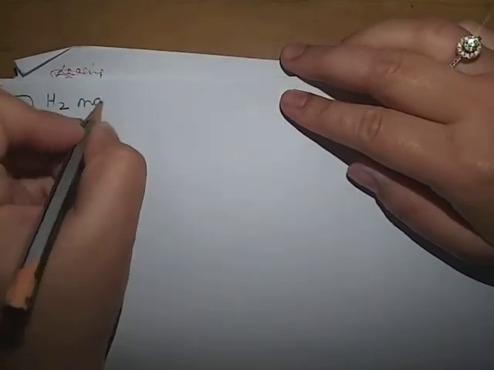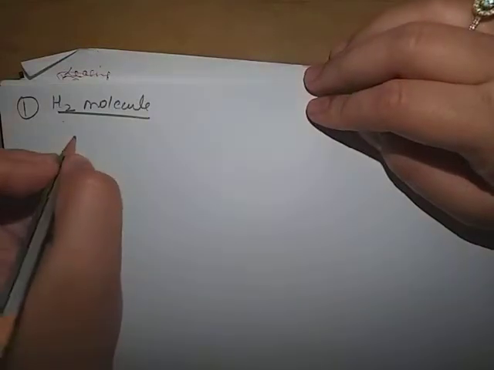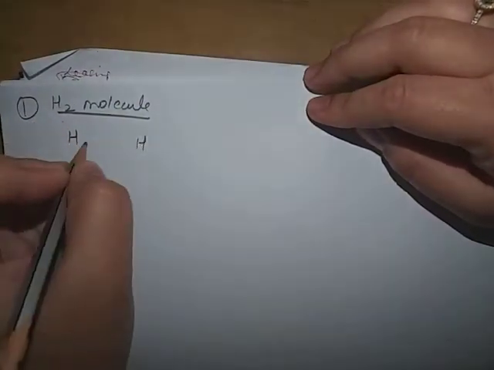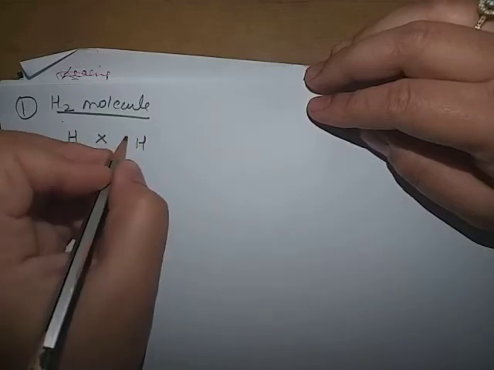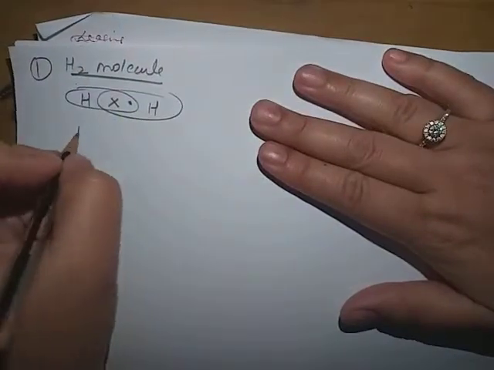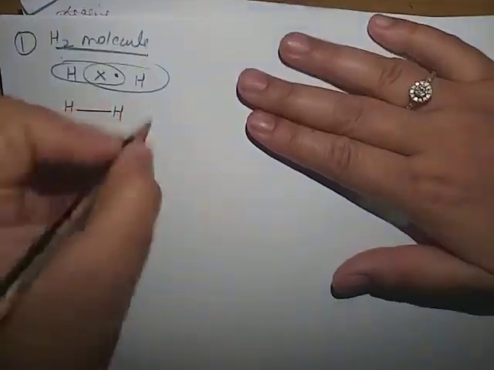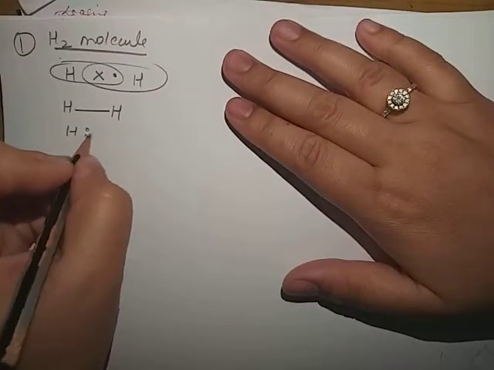All right, so the first is the hydrogen molecule. How is the hydrogen molecule formed? This is one hydrogen, this is another hydrogen. One hydrogen has one electron, the other has one electron. Both will share and will form a duplet. So this is the single covalent bond of hydrogen, or you can write it like this also, correct?